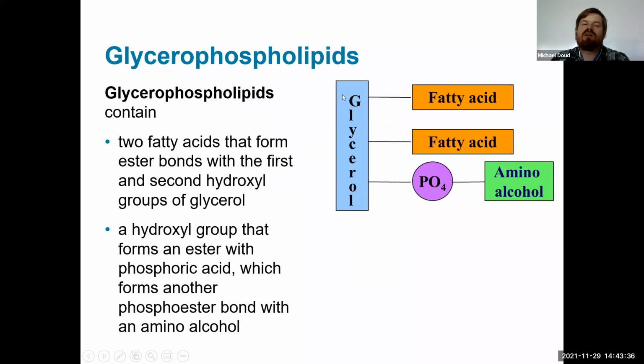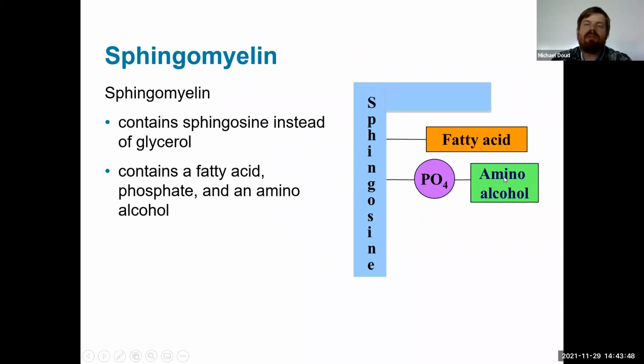So check out the differences here. Glycerophospholipids have a glycerol and two fatty acids. So it's very close to a triacylglycerol. But then the third one is bonded to a phosphate that's bonded to an amino alcohol. An amino alcohol just means it's both an amine and an alcohol, as both of those functional groups. Sphingosine, almost the same, but backbone here, sphingosine rather than glycerol, one fatty acid, and then a phosphate connected to an amino alcohol.